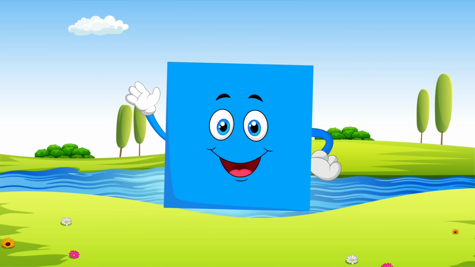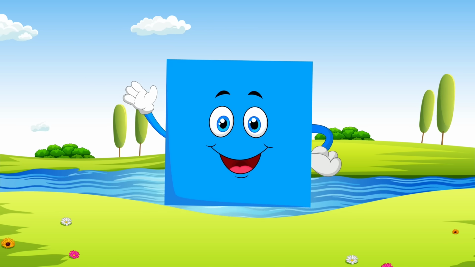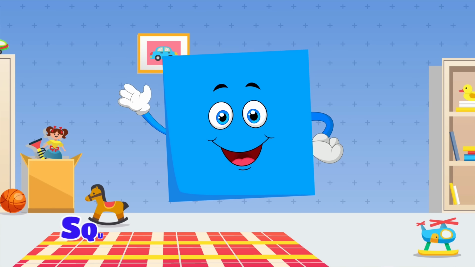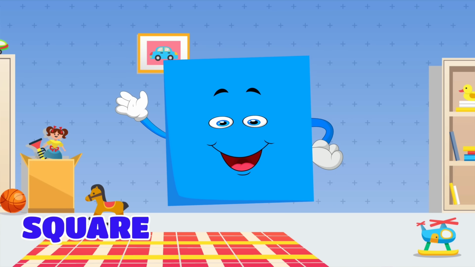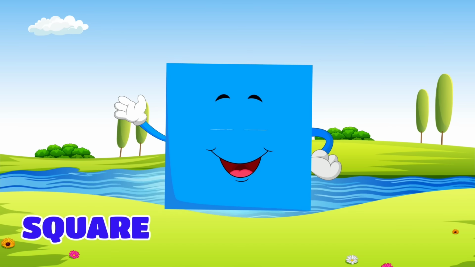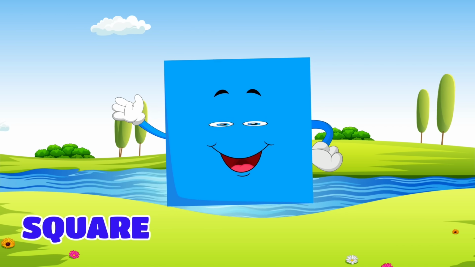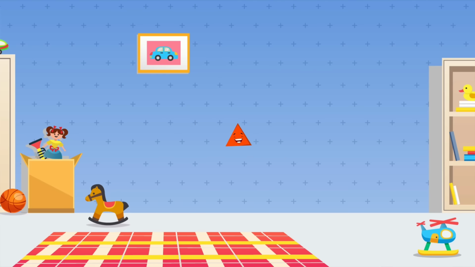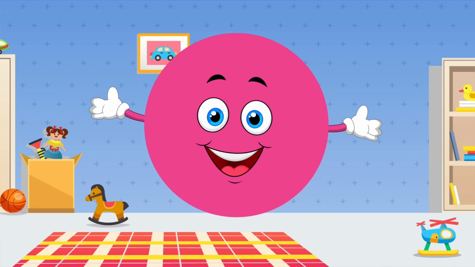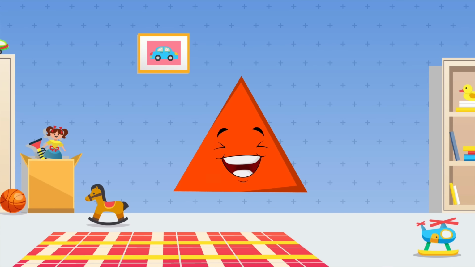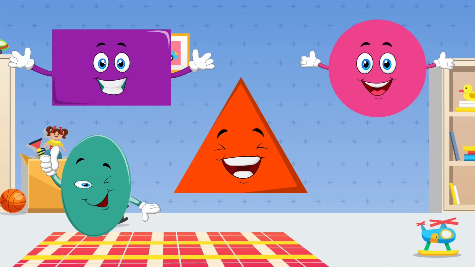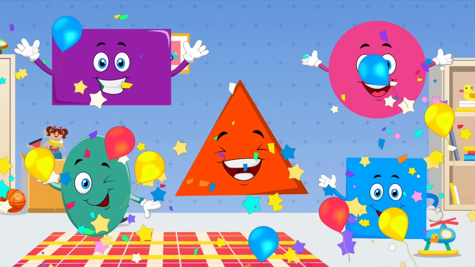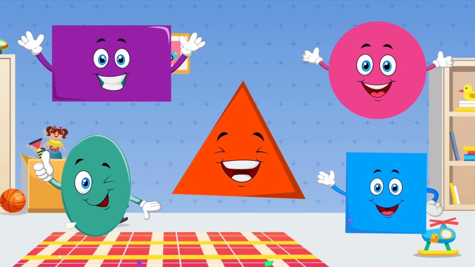I'm a four-sided square, shaped like a box, and all four sides are the same. Triangle, rectangle, circle, oval, square.